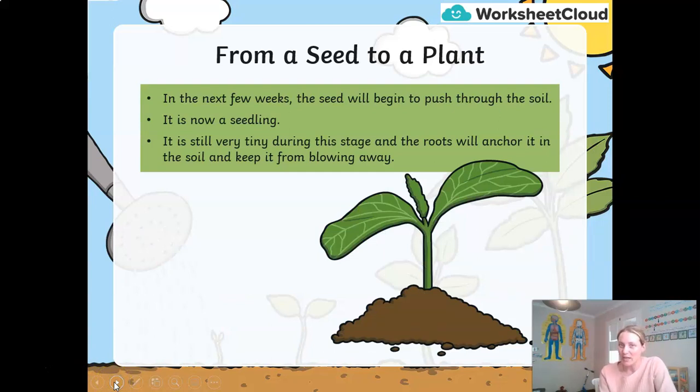In the next few weeks, that seed will begin to push up through the soil into what we call a seedling, the beginnings of the plant. It is still very tiny during this stage, and the roots will anchor it in the soil to stop it from blowing away. But it has a lot of growing still to do.